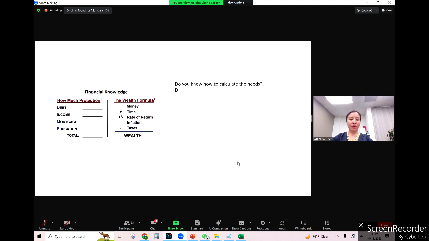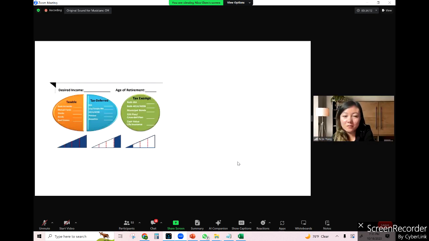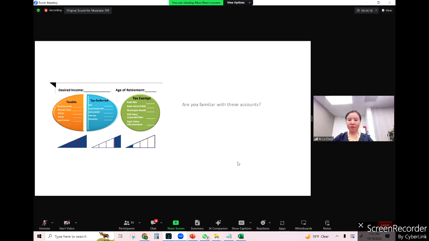So this is how we calculate the needs. Okay. Next page. So far, so good, everybody? Yes. Let's talk about taxes a little bit. Nini, are you familiar with the orange, the blue, and the green? Taxable, tax deferred, tax exempt?